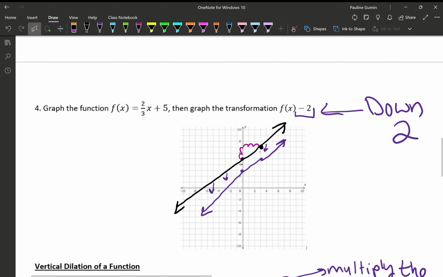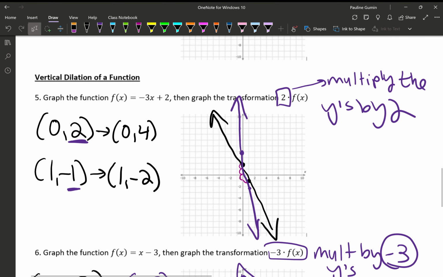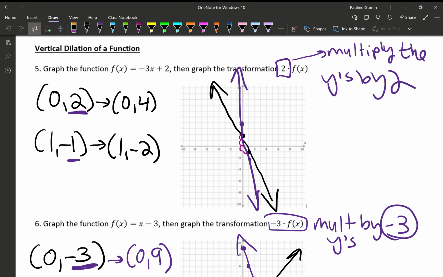Be very careful how you're adding and moving things up and down. And how you're multiplying, especially for the dilations. Make sure to ask me or your teachers any questions you have.